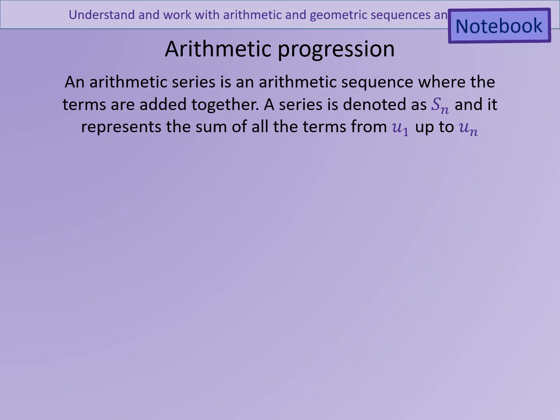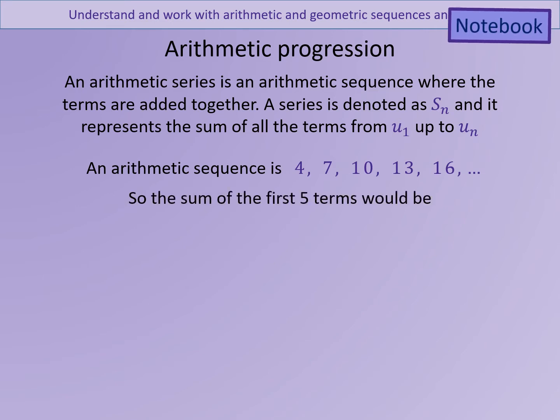An arithmetic series is the sum of a certain number of terms in an arithmetic sequence. So for example, we might choose to add up the first 10 terms. We use S_n to denote the sum of the sequence or the series. So for example, if we start with an arithmetic sequence 4, 7, 10, 13, 16, the sum of the first 5 terms would be 50. In this case, S_5 would equal 50.